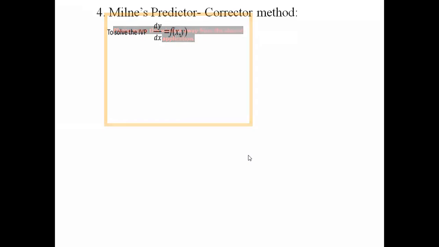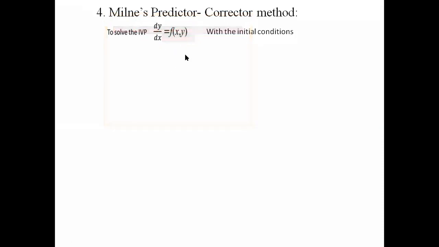But in this Milne's predictor corrector method, to find the solution of y for any value of x, the solution must be known at four consecutive values of x. If the values of y are known at consecutive values of x, then only can we find the solution at the next step. In earlier methods, we knew the solution at x is equal to x naught only. By knowing the solution at x0, we found the solution at x1, which is given by x naught plus h. But in this method, the solution must be known at four consecutive values of x, like this.